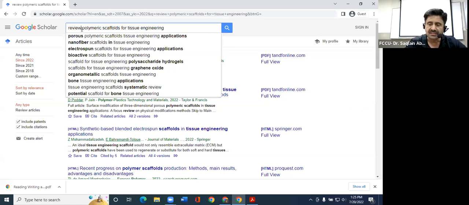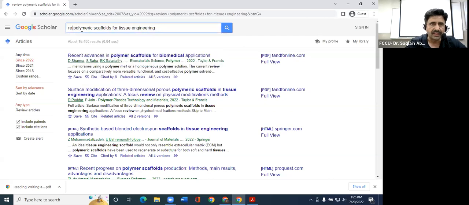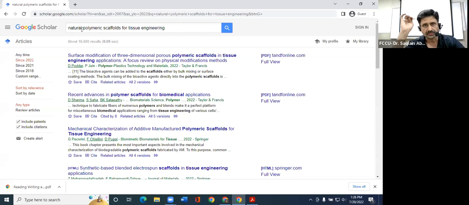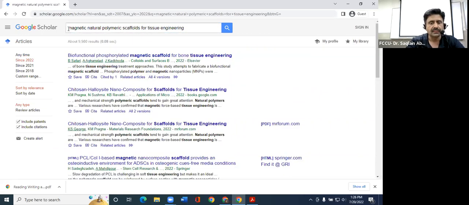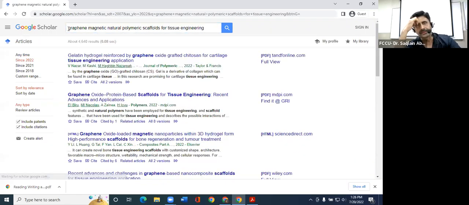Again, you have to narrow down your research. For example, I find out that I should be narrowing down by putting natural polymers. I want to use natural polymers. I want to move my research towards natural polymeric scaffolds. Again, find the papers in the same way as I told you earlier. If you want to further narrow it down, and include magnetic particles into the system, do it. You want to include graphene, do it. Keep finding papers. Keep finding papers.